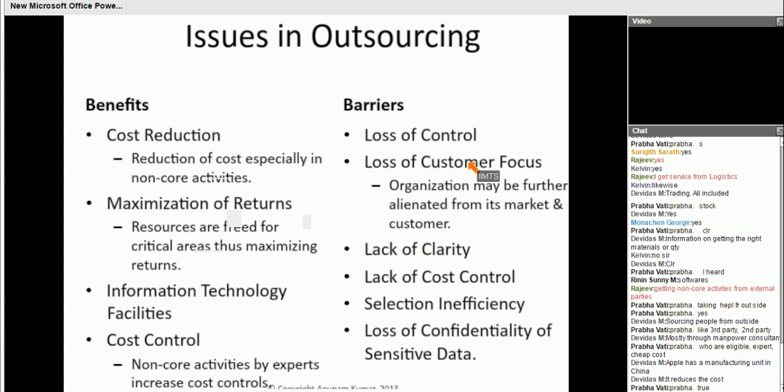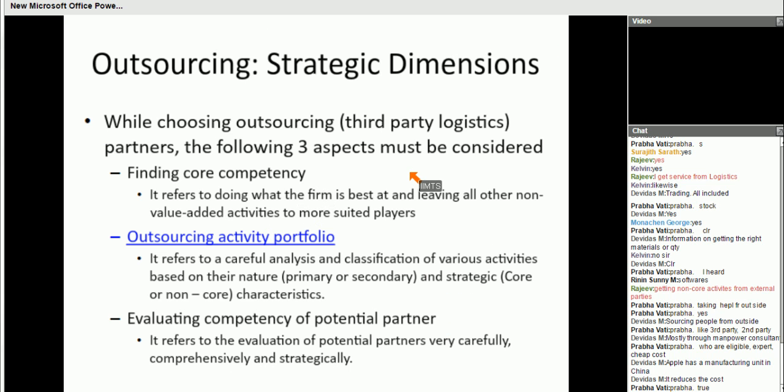These are the barriers to outsourcing: loss of control, loss of customer focus, lack of clarity, lack of cost control, selection inefficiency, loss of confidentiality of sensitive data. But these generally happen. While choosing outsourcing partners, these logistic companies hire local logistic companies to ship their products in the field of work. While choosing outsourcing, that is the third-party logistics partners, the following three aspects must be considered.